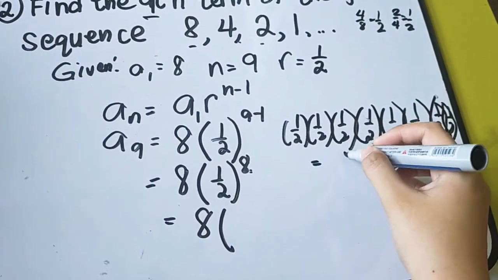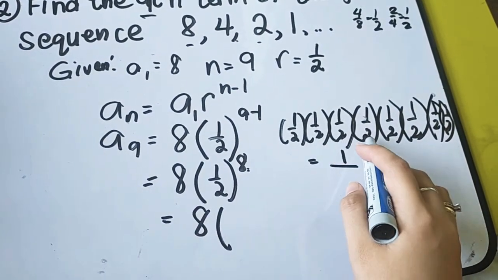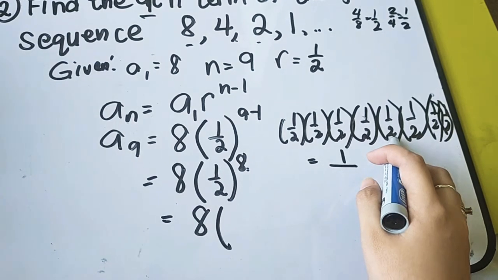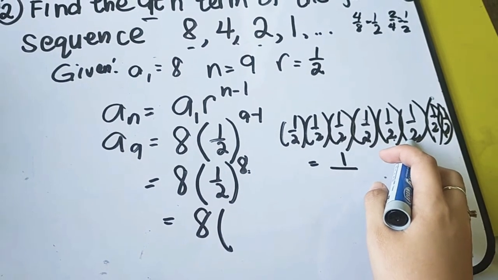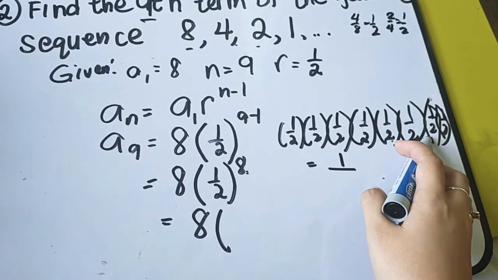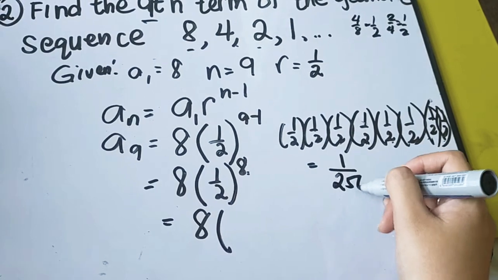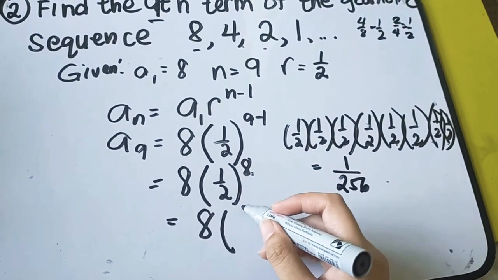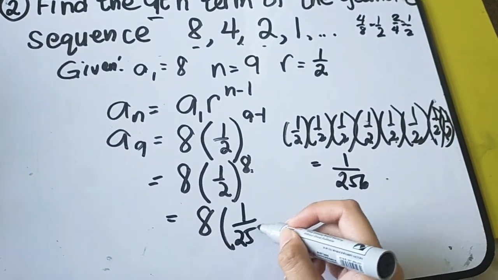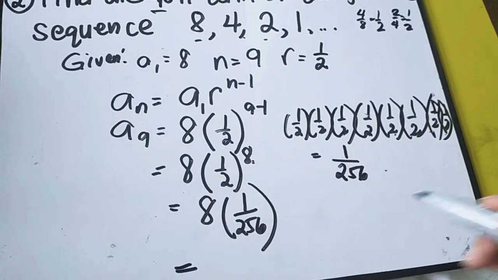The answer is 1 over 2 times 2, 4 times 2, 8 times 2, 16 times 2, 32 times 2, 64 times 2, we have 128. 128 times 2, we have 256. So, that's the answer: 1 over 256.